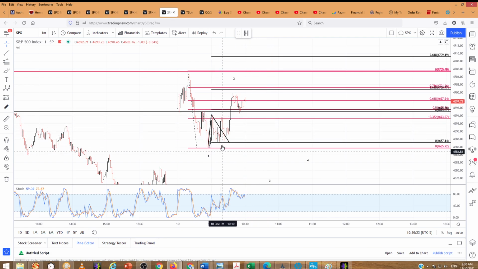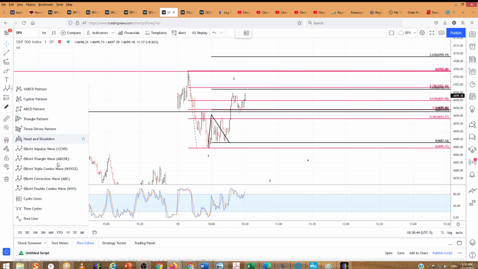There's A, B, and C, and there's 1, 2, 3, 4. I think we'll get one more up here to 4700 or 4701. See how many minutes this takes to play out. There it goes. It should be a 3-3-5 correction: 3 up, 3 down, 5 up. A, B, C. Let me put that in there for you guys while this is doing its thing.